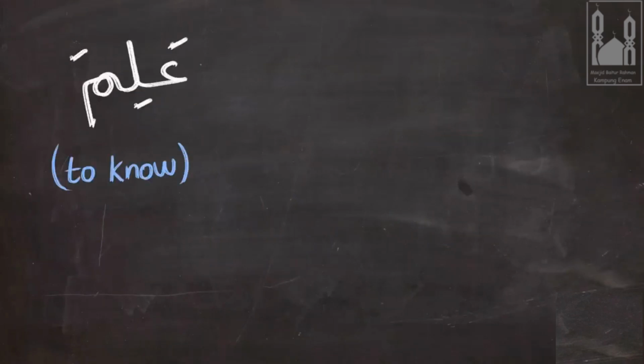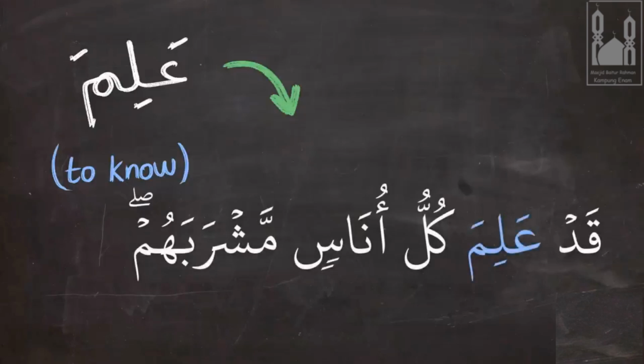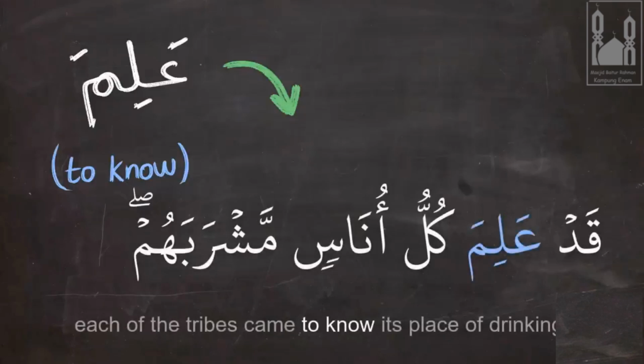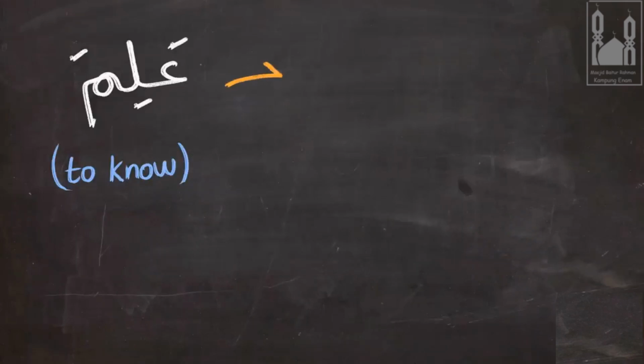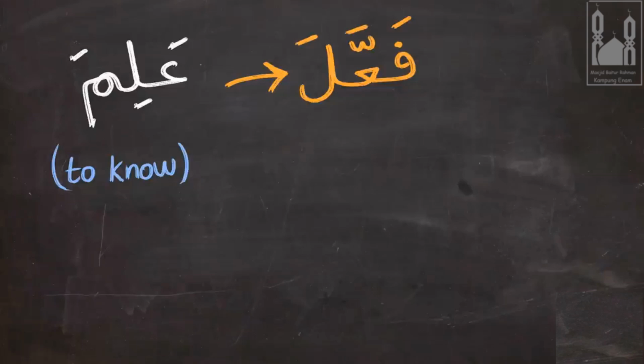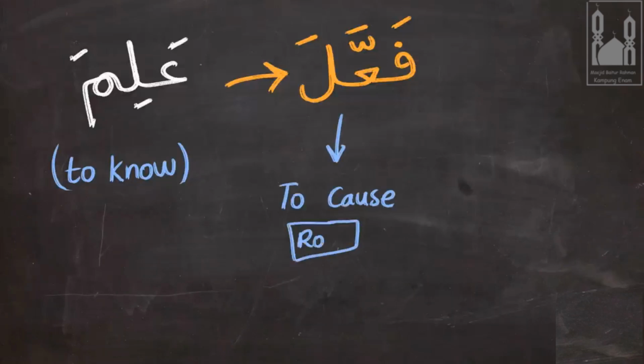We see it used in the Quran in this example. قَدْ عَلِمَ كُلُّ أُنَاسٍ مَشْرَبَهُمْ. So here the word alima is used with the meaning of know. But if you simply apply one of the 10 measures of the Arabic verb on this root, and in this case we choose the measure of fa'ala, you turn it into a different measure. And what happens is, it takes whatever the meaning of the root was and adds the dimension of the measure to it, which is in this case, to cause the root to happen.